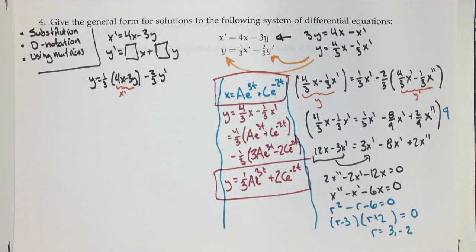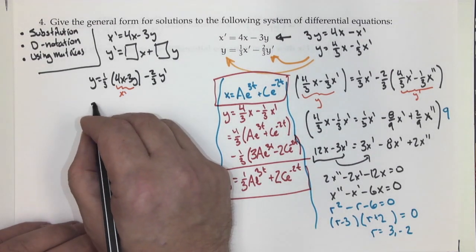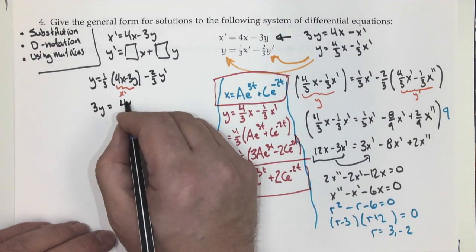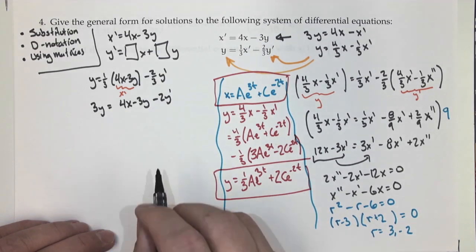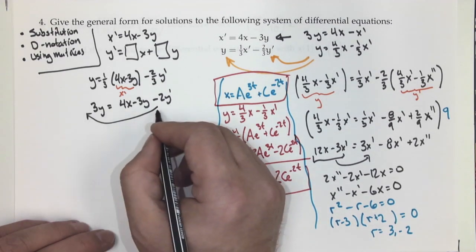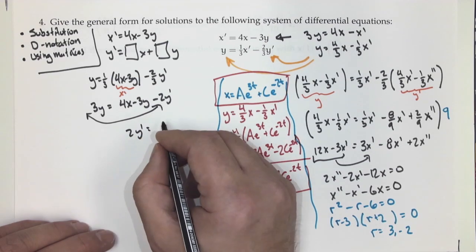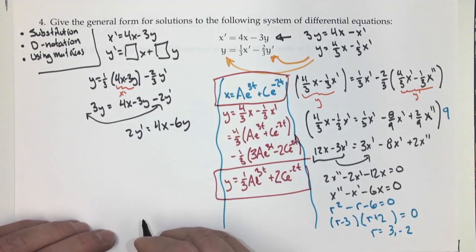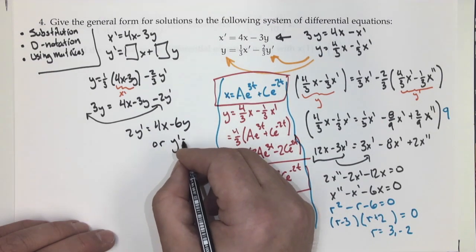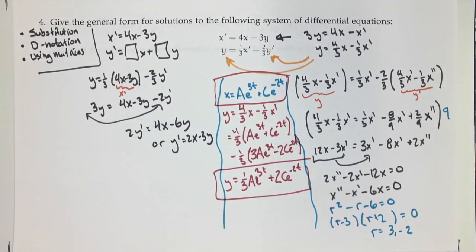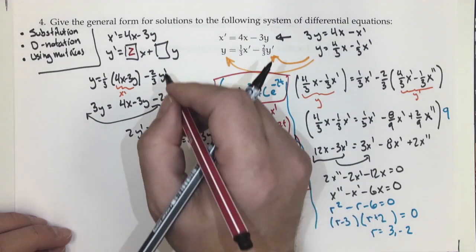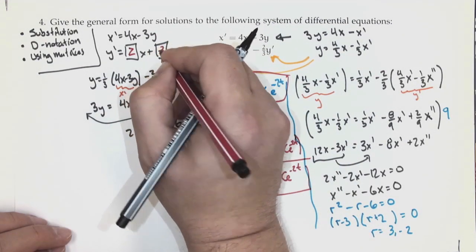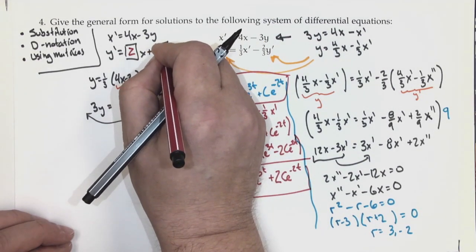Well, let's just multiply everything by 3 to get rid of our fractions. So 3y is equal to 4x minus 3y minus 2y prime. And now, well, we move things around. We get that 2y prime is equal to 4x minus 6y, or y prime equals 2x minus 3y. So that's what goes in the boxes, 2x and a minus 3. Sorry, I've got to make sure my negative shows up there.